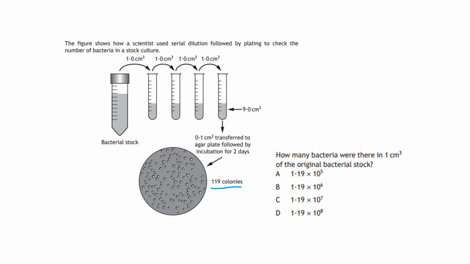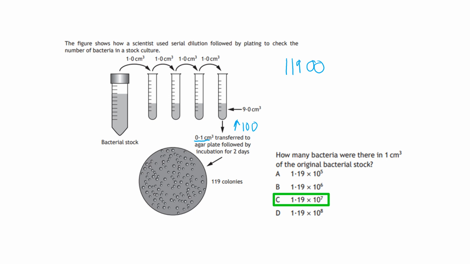Okay, hopefully you've had a go. What we're looking for is 1.19 times 10 to the 7. Now, what we had was 119 to start with. This is 0.1. And it was in 10 centimeters cubed. So whenever we're going back here, we need to multiply by 100. So that's going to be 2 zeros.